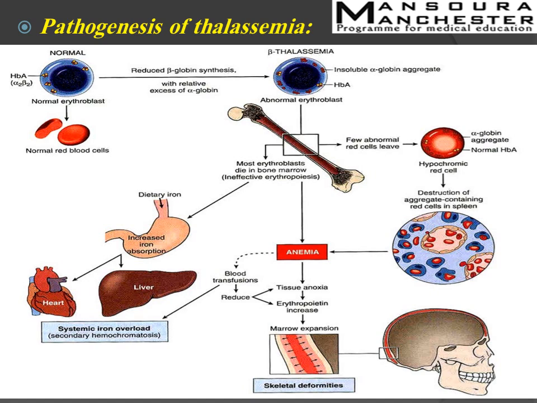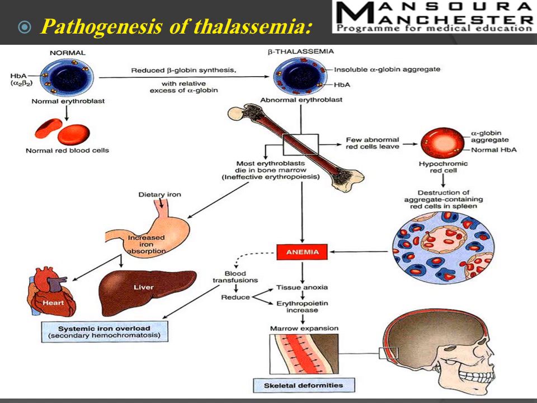Anemia results in hyperplasia of the bone marrow to counteract the hemolysis. So hyperplasia of the bone marrow results in hyperplasia of the skull bone. That's why patients with thalassemia have what's called thalassemic facies, which is bossing of the frontal and parietal bone, depressed nasal bridge, and a prominent maxilla.